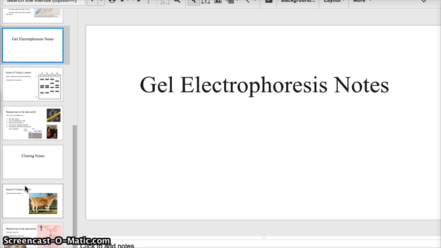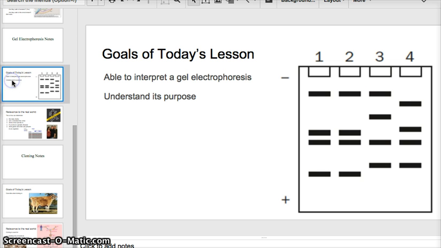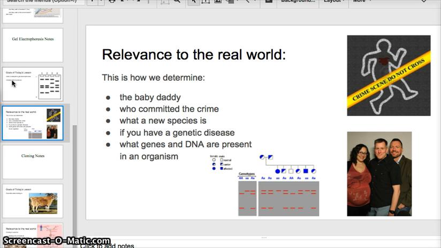So when they're trying to find the baby daddy and the parent, they're going to pull this out. They're going to take blood DNA samples and use gel electrophoresis. This is pretty interesting too. What you're going to have to do is interpret gel electrophoresis, and this is what it looks like here, this little square with all the bands, and you're going to have to understand why we use it. So first, let's talk about the various uses. The baby daddy.